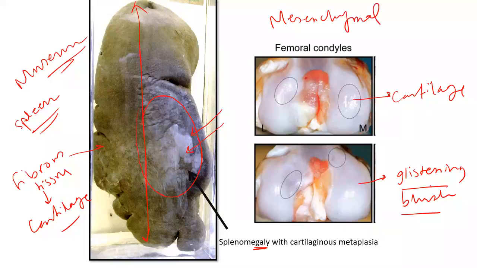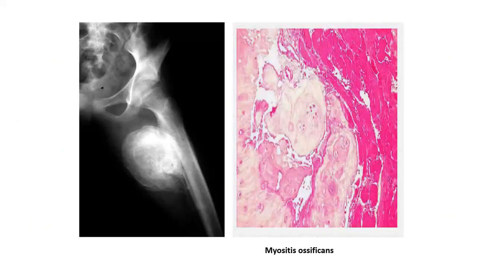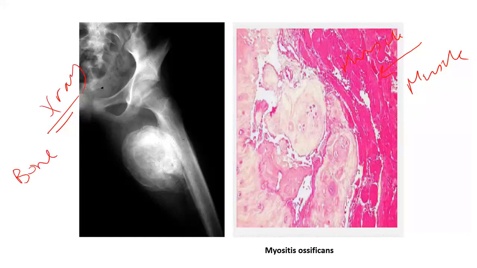So I have this cartilaginous metaplasia present in this enlarged spleen. This is called megaly because this means enlargement, splenomegaly, with cartilaginous metaplasia of the capsule of the spleen. So this is a kind of mesenchymal metaplasia. Another form of mesenchymal metaplasia occurs in muscles due to trauma.